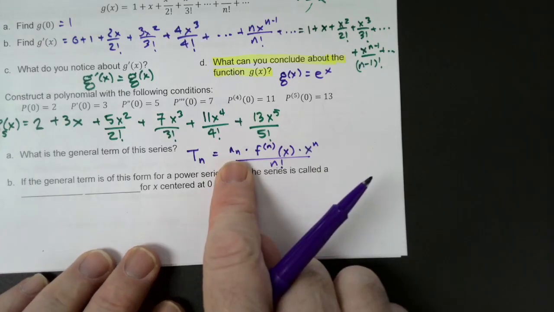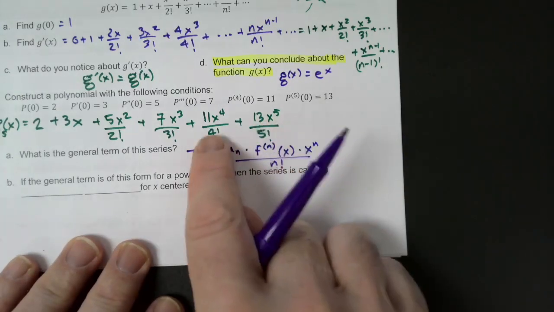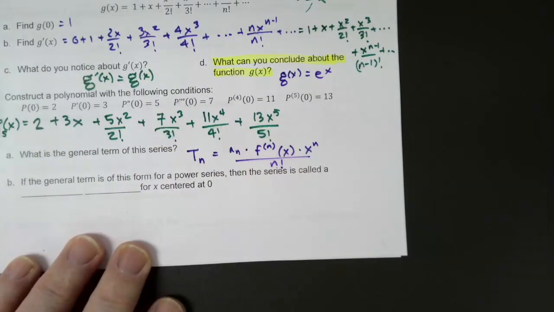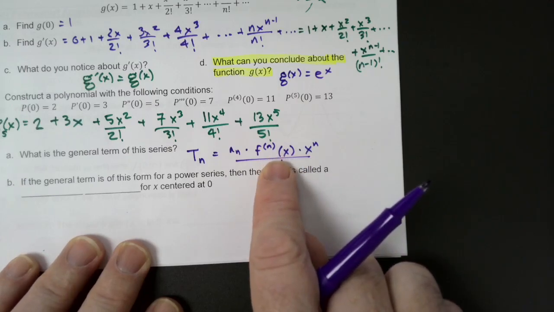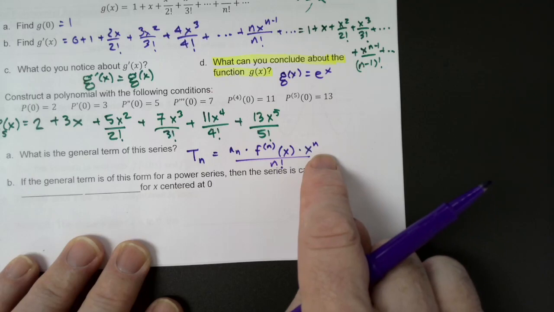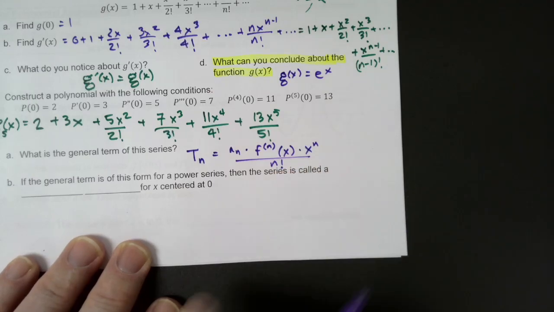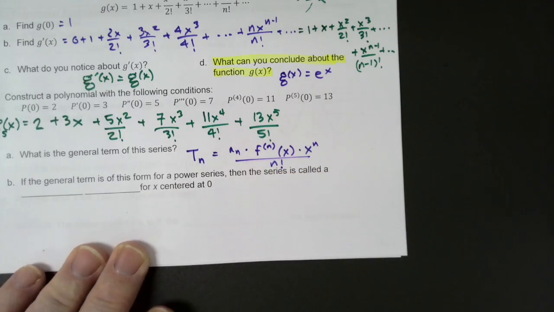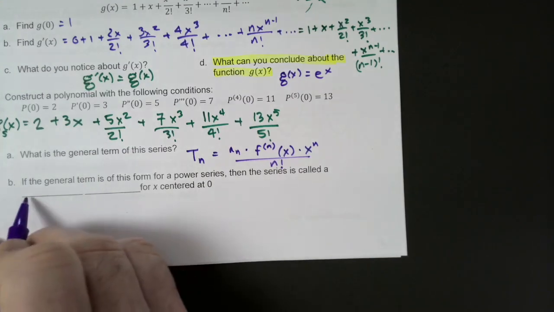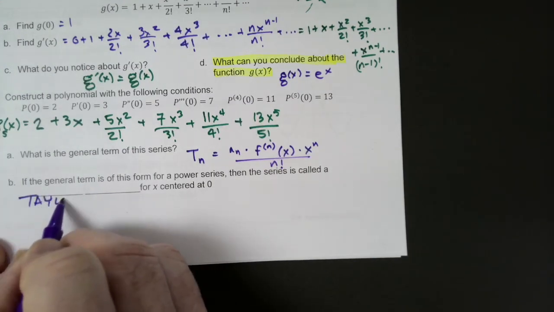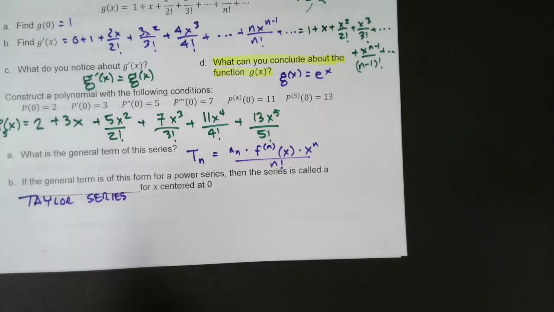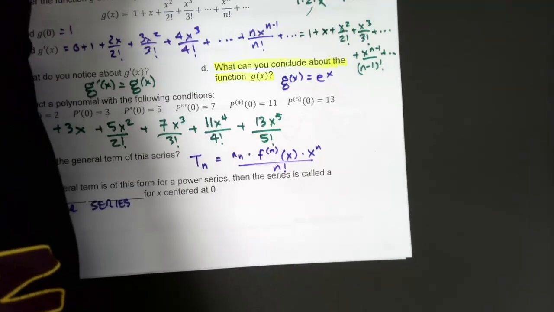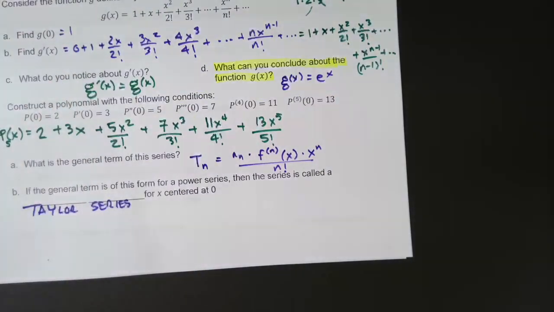A again is some constant like 13, 11, 7, 5, and 3 that may change each time. The derivative is in here, and then x to the n, and then divided by n factorial. This is what's called a Taylor series. Taylor, bless you, series.